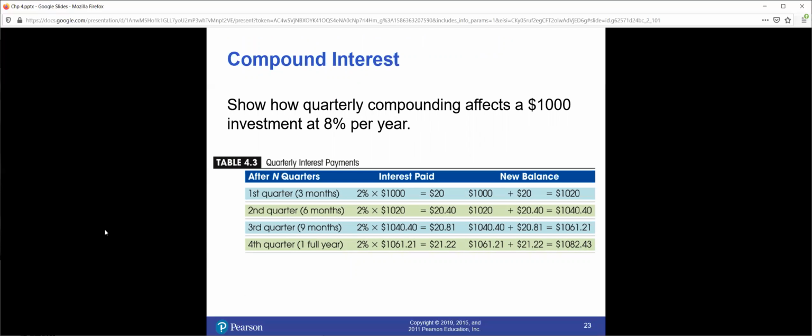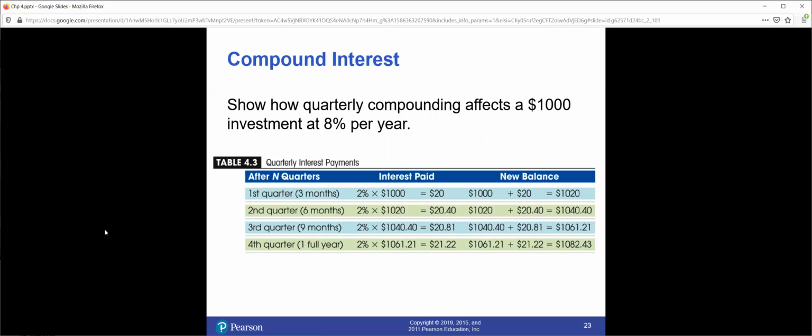As shown here, since we're compounding quarterly, that means you compound 4 times per year, or every 3 months. The first quarter, you compound 2% interest, because you do 8% per year, 4 times in a year, so 2 plus 2 plus 2 plus 2 equals 8.